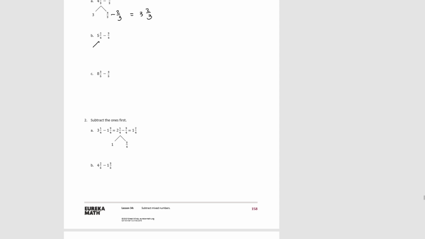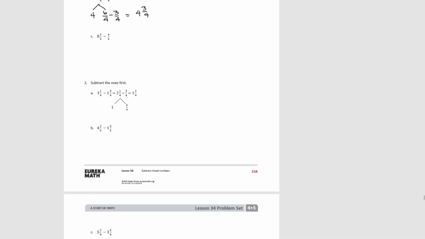Okay, here we have 4 because we've taken out 1, and we're thinking of 1 as 4/4, and we're adding it to 2/4 to give us 6/4. And then we're going to subtract 3/4. So we end up with 4 3/4. Try C. For C, again, we're going to take out 1, leaving us with 7. We're going to think of that 1 as 5/5, plus 3/5 is 8/5, minus 4/5 would be 7 4/5.